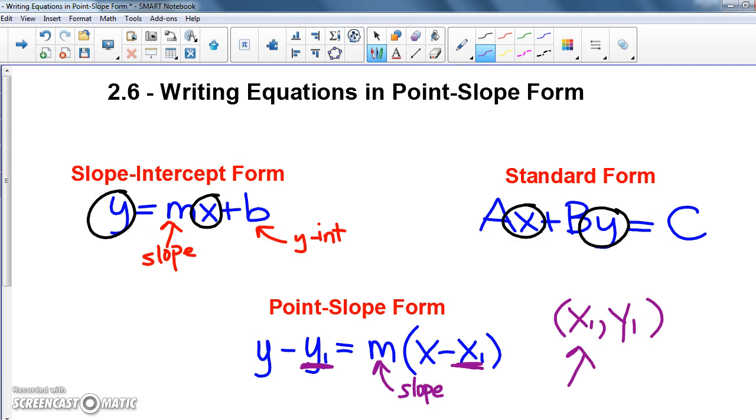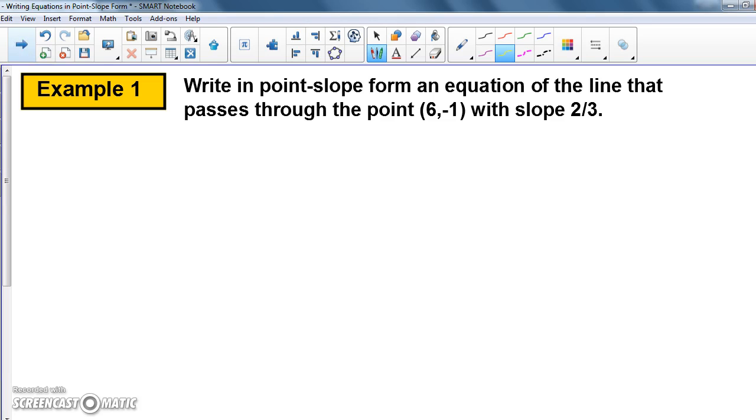So while slope-intercept form shows us the slope and the y-intercept, point-slope form shows us a point and the slope. Here, let me show you how we're going to use that. So one possible way is an example like this. Write in point-slope form an equation of the line that passes through the point (6, -1) with slope 2/3. So all you're going to do with this is pop it into the equation. We're not actually even doing any math with it yet.